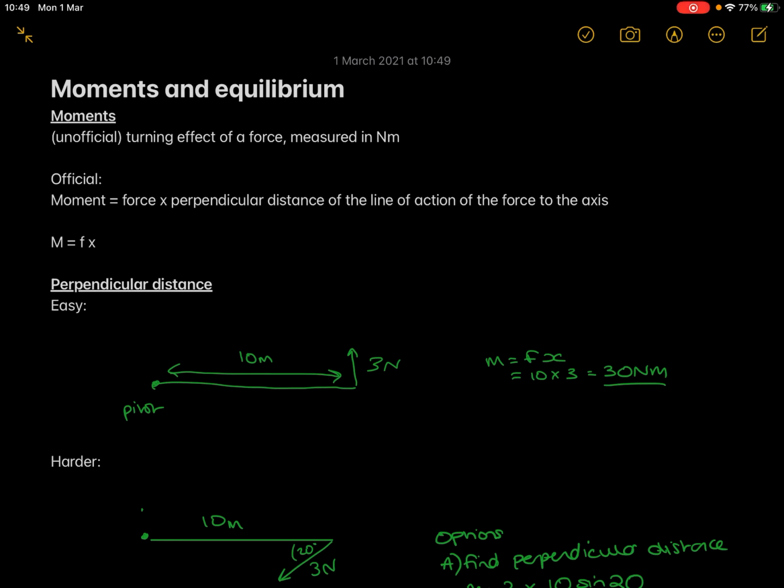So I've split the topic up. Today we are going to look at moments and equilibrium, and then tomorrow we'll look at torques and couples and whatnot. I think it's tomorrow, next lesson anyway. So let's talk moments first of all.